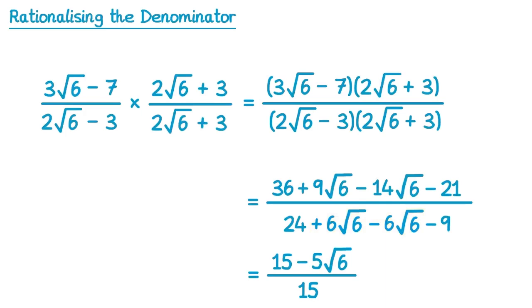Much like the other one, we can also simplify this one. So the 15, the 5 and the 15 are all in the 5 times table. So if we do 15 divided by 5, we get 3. Negative 5 root 6 divided by 5 is just negative 1 root 6. And then 15 divided by 5 is also 3. So the fully simplified answer to this one is 3 subtract root 6 over 3.